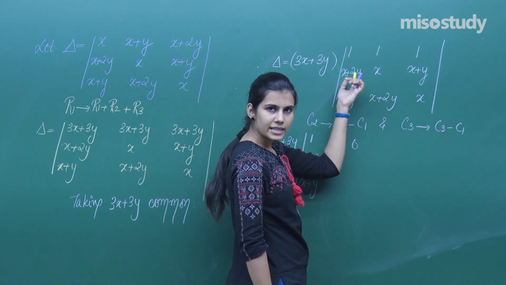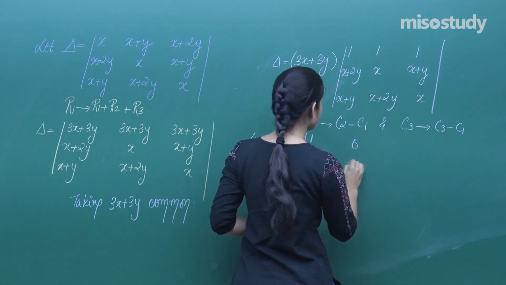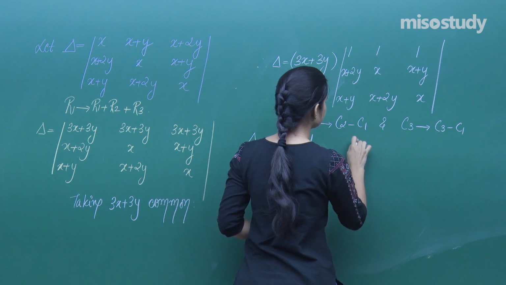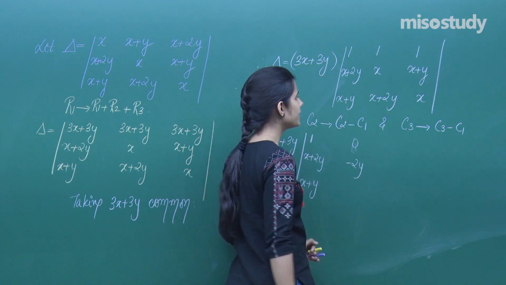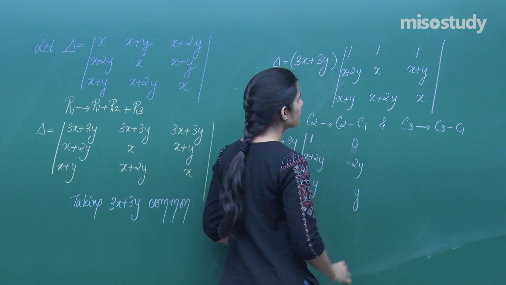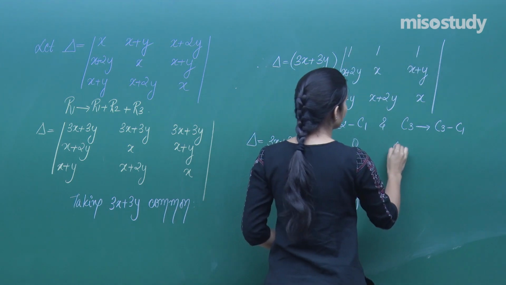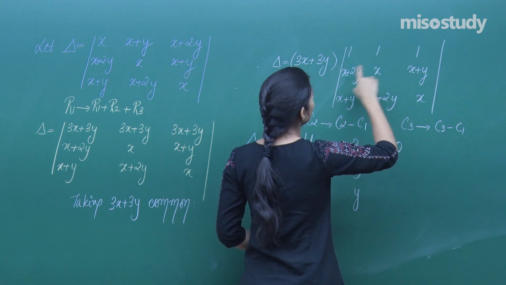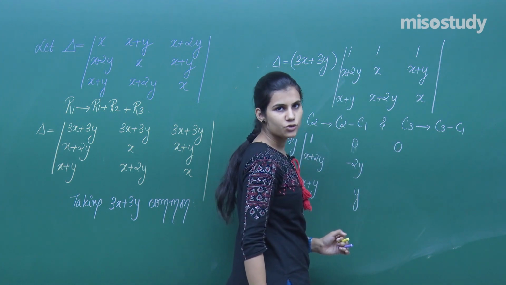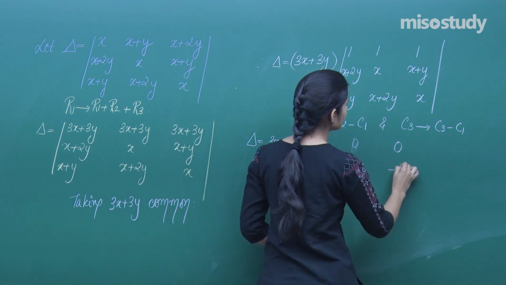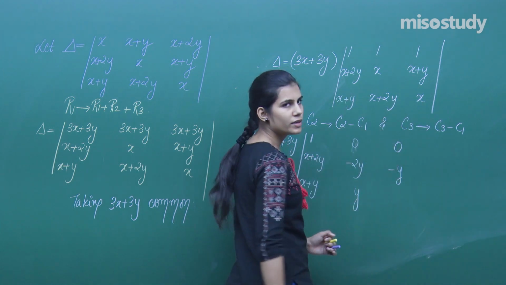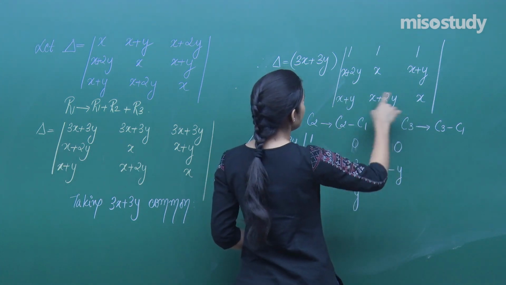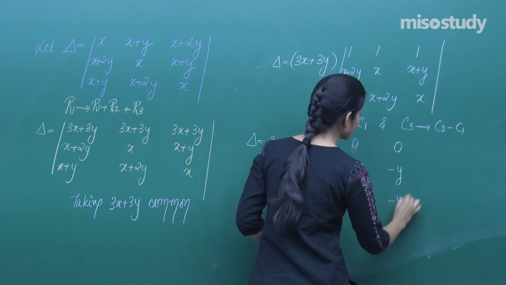X minus 2y just gives you minus 2y. X plus 2y minus x minus y, 2y minus y is y. Then column 3 minus column 1, 1 minus 1 is 0 again, x plus y minus x minus 2y. So y minus 2y is minus y. Then x minus y, this is again minus y.